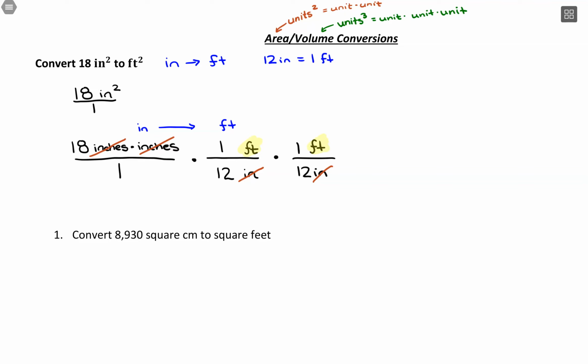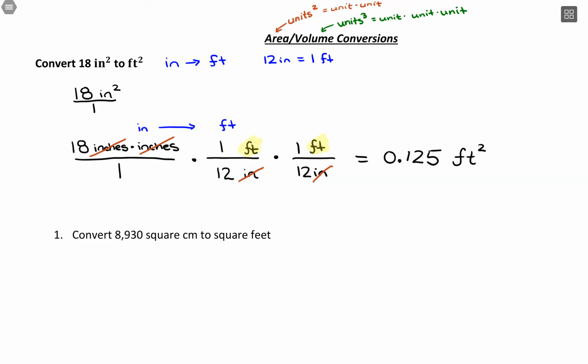So what happens with these is we multiply by our unit fraction, but then we need to multiply it the number of times that matches the exponent on our units so that we get enough cancellations occurring and simultaneously get enough for the units that we want to be left with. So what we're going to have here is 18 divided by 12 times 12, which is 0.125. And then our units, feet times feet, would be feet squared, or square feet.